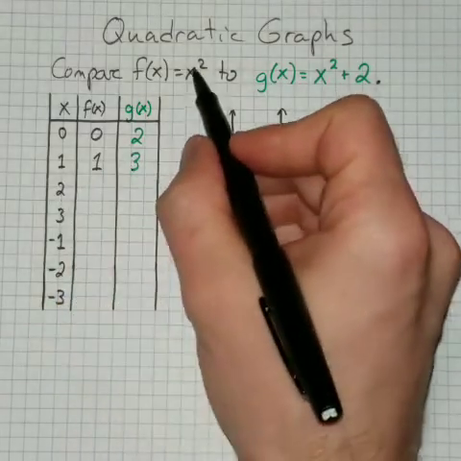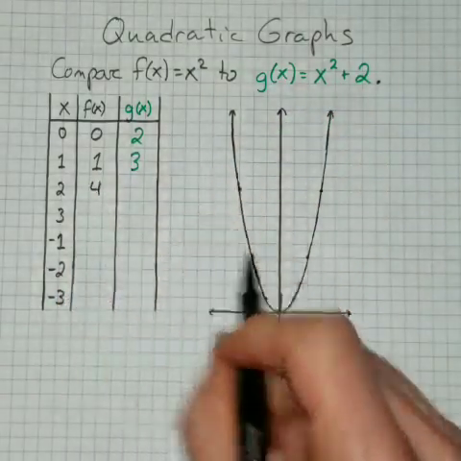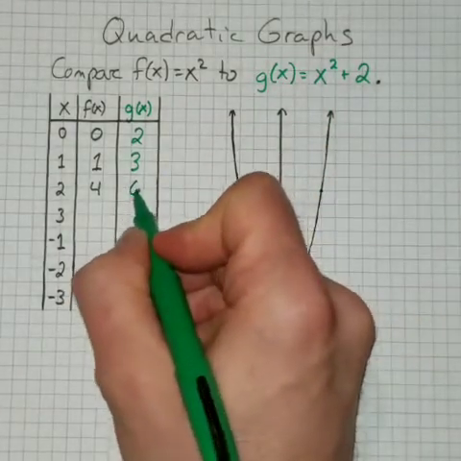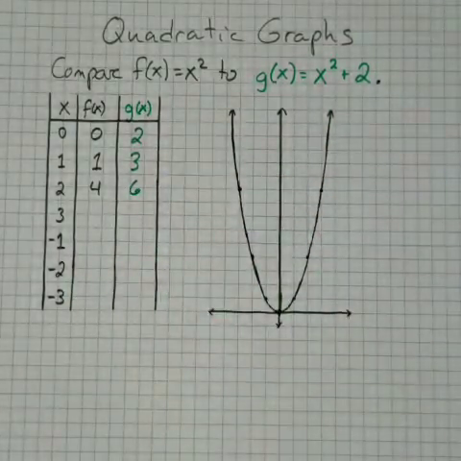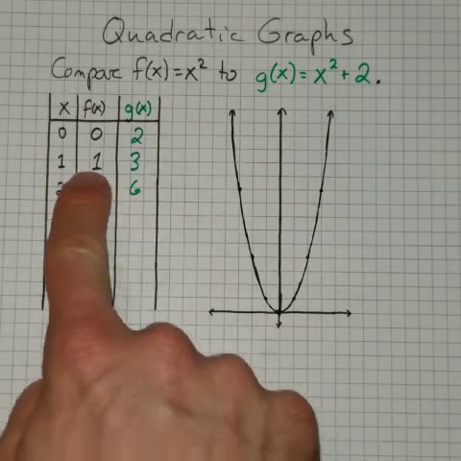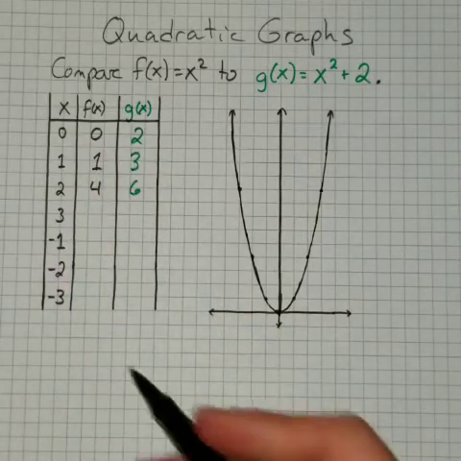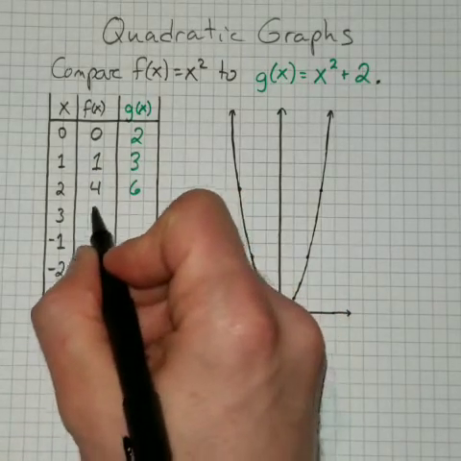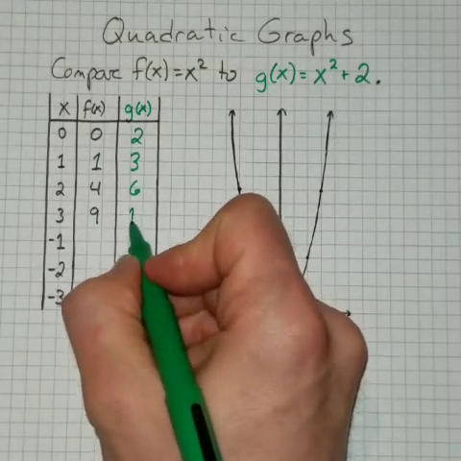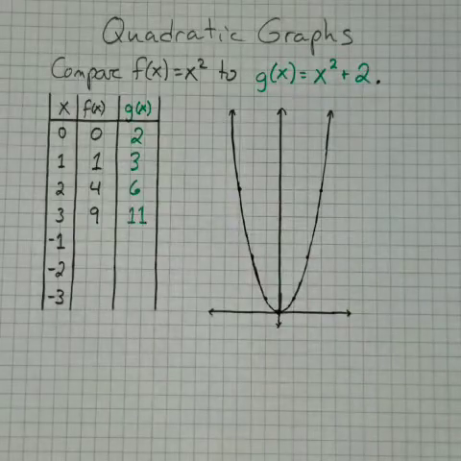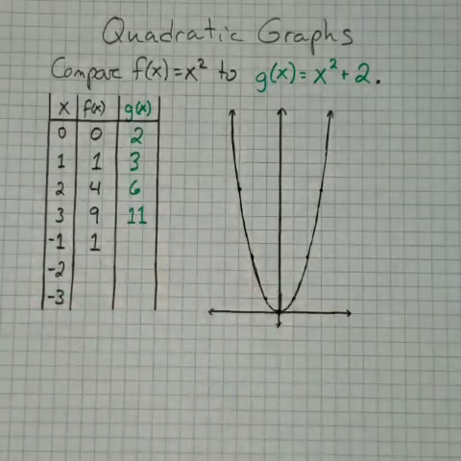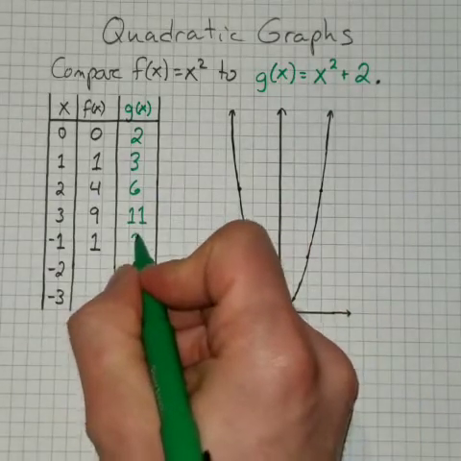Alright, I put a 2 in, 2 squared is 4. But in the g function, I put a 2 in, 2 squared is 4 plus 2 makes 6. And you can see how everything ends up getting moved up 2 units, right? Everything's bumped up by 2 units. I can continue this pattern down. 3 squared is 9, but 3 squared plus 2 is 11. Negative 1 squared is 1, and negative 1 squared plus 2 is 3.